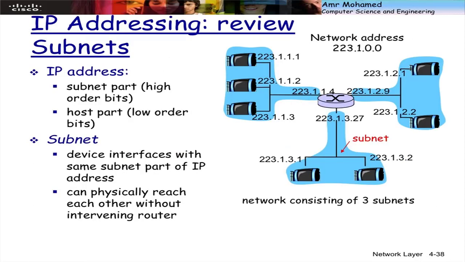Addressing, of course, we're supposed to be masters in this part. So addressing here is IP version 4. Of course, it supports the concept of subnetting. So why do we need subnetting? Why do we need subnets?